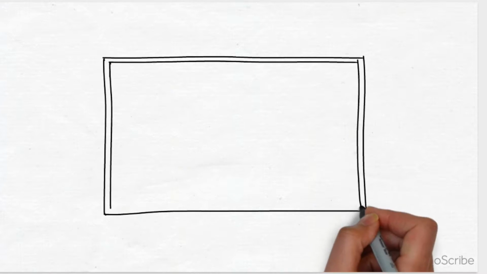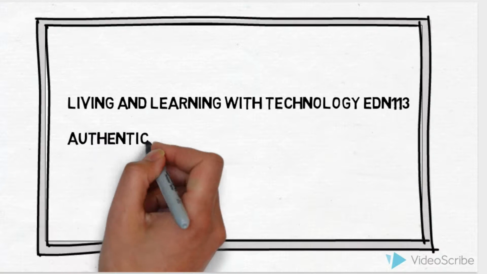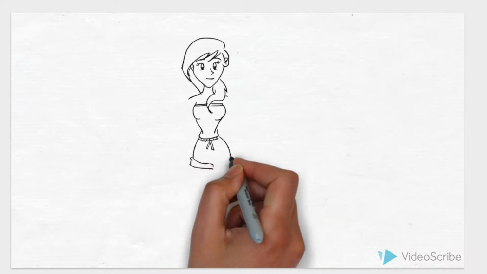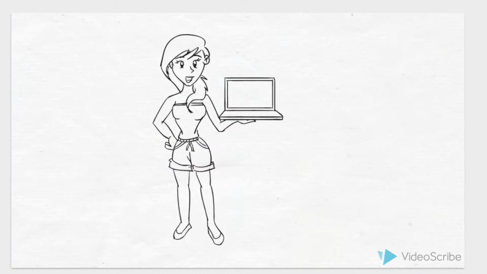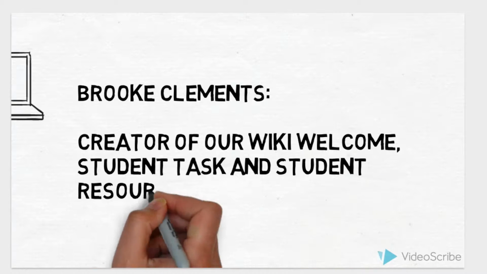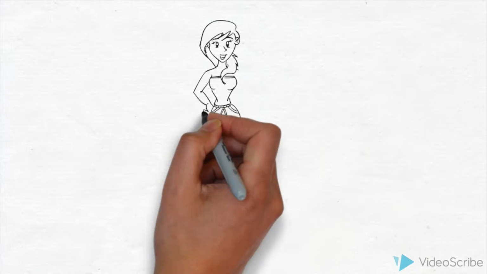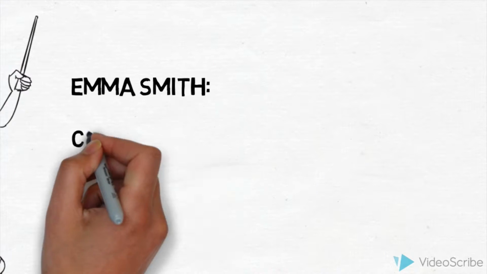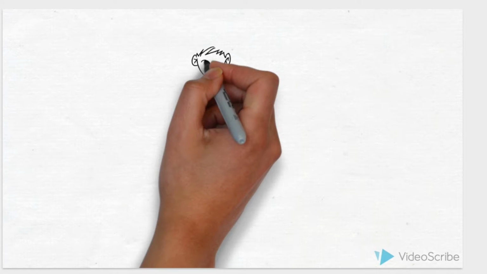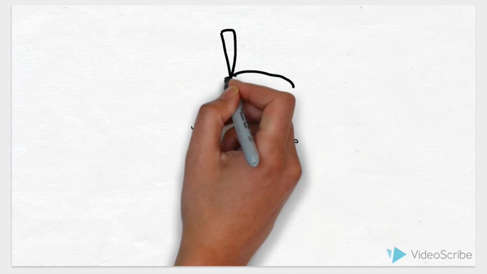Welcome to Task 3. This is an authentic learning task for our Living and Learning with Technology unit. This wiki page was made by Brooke Clements. She created our wiki homepage, our student tasks and resources page. Emma Smith created our wiki homepage, teachers curriculum and teachers resource page. And Tony Gauci, he created all of our lesson plans.